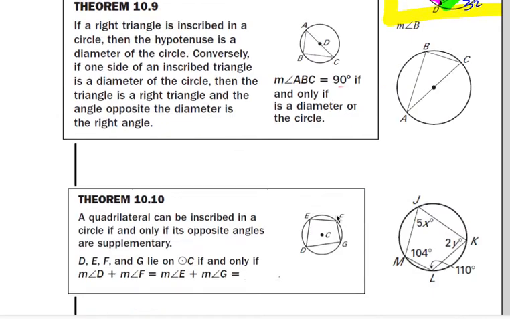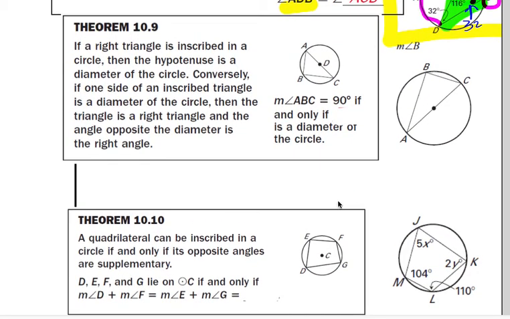So the next theorem here is talking about if a right triangle is inscribed in a circle. Inscribing a right triangle means that the vertices of the right triangle are all on the edges of the circle. So you can see in this picture, A, B, and C are all on the edges of the circle. If it is a right triangle inscribed, then the hypotenuse is the diameter of the circle. Conversely, which means to flip your statement, if one side of an inscribed triangle is the diameter of the circle, then the triangle is a right triangle, and the angle opposite the diameter is the right angle.